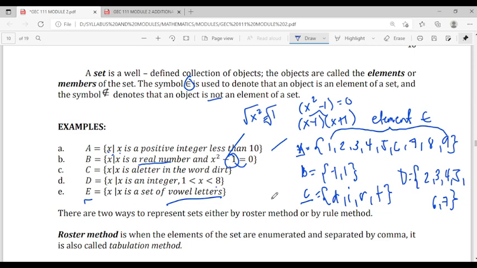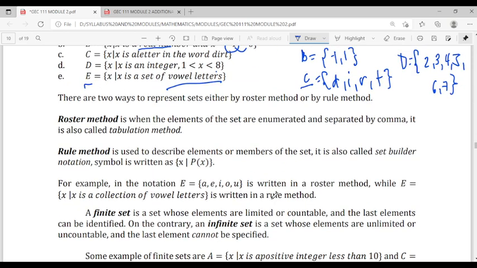So there are two ways to represent sets. We have the roster method and the rule method. When we say roster method, this is when the elements of the set are enumerated and separated by commas, and it is also called the tabulation method. The rule method is used to describe the elements or members of the set, and it is called set builder notation.